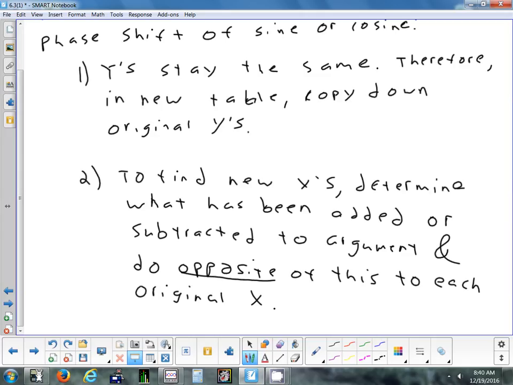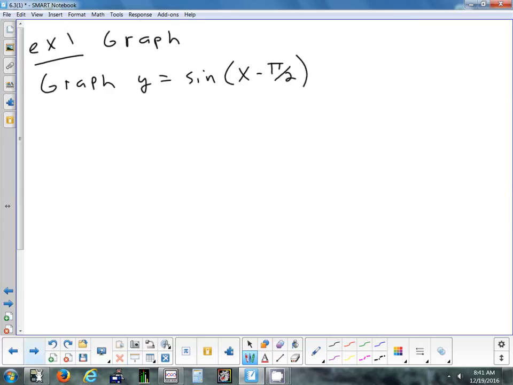Now there's 4 transformations we're going to study. 2 are rigid transformations. They're like translations, up, down, left, and right. And then 2 of them are non-rigid, stretching and compressing horizontally or vertically. The other way to think about them, out of the 4 transformations, there's 2 that you have to do the opposite, and there's 2 that you don't. So phase shift is one of the transformations that you do the opposite of what you see. If you see minus, you're going to do plus to all the x's. If you see plus, you're going to do minus. We're not going to see the other transformation that you do the opposite for until tomorrow. Just remember that. Phase shift, do the opposite.